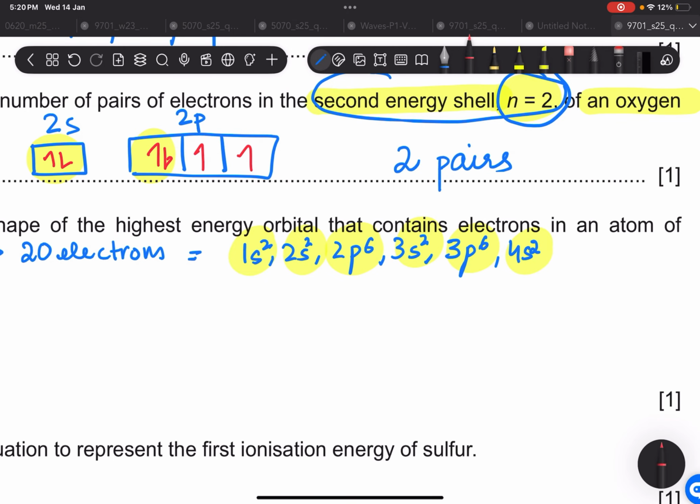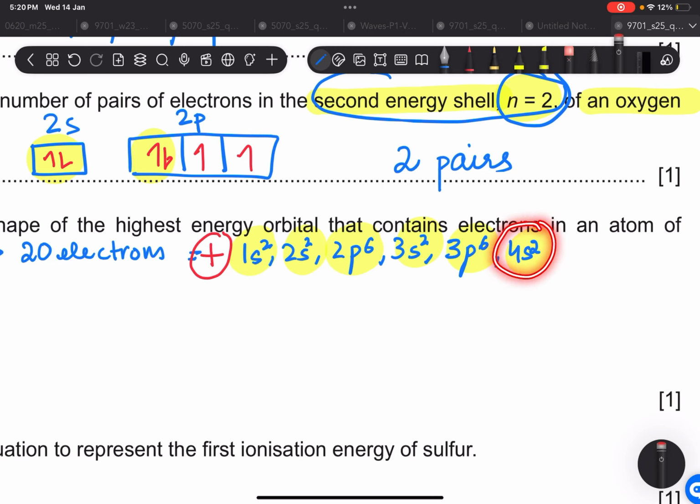So here's our nucleus, and you know that as we go away from the nucleus, our energy level increases. So the furthest away from the nucleus, we have the 4s orbital. So it's going to be at the highest energy level. So the shape of the 4s orbital. You should know all s orbitals are spherical in shape. So you got to draw a sphere like this. That's going to be a 4s orbital.